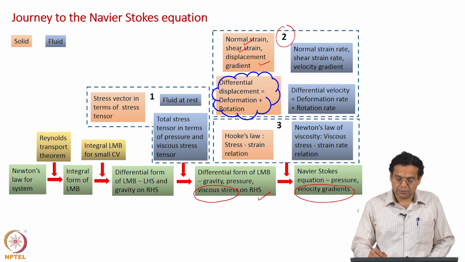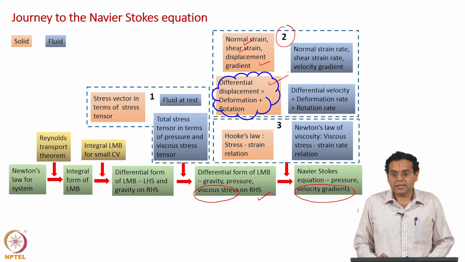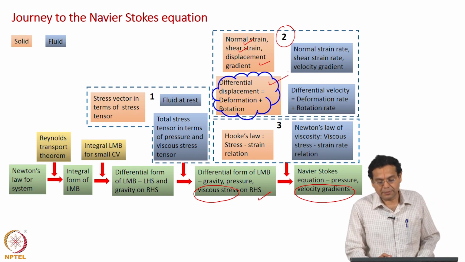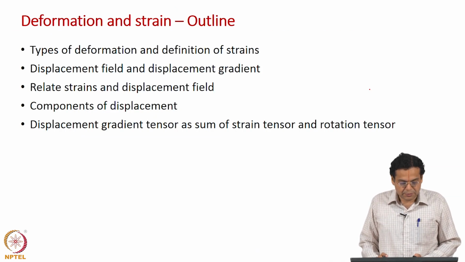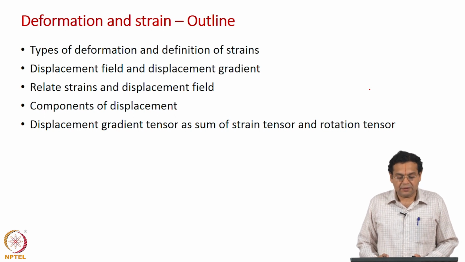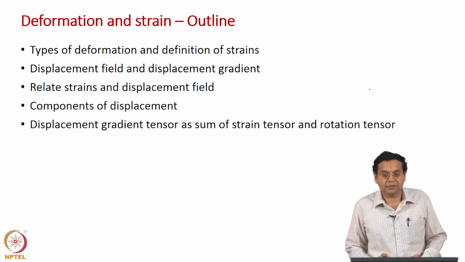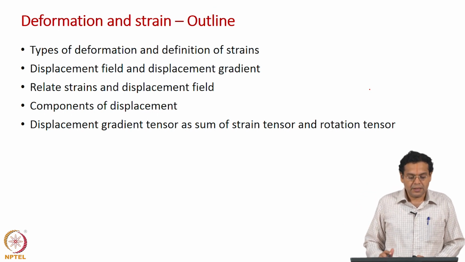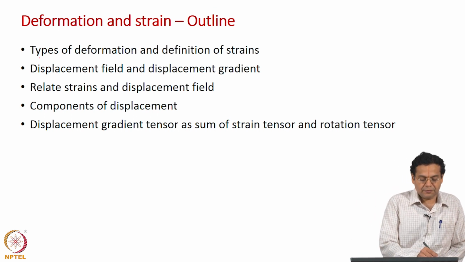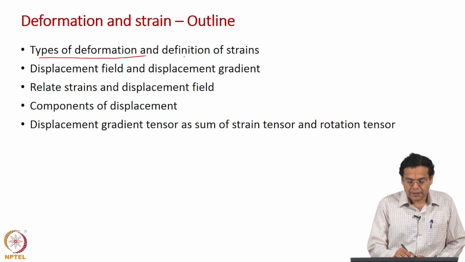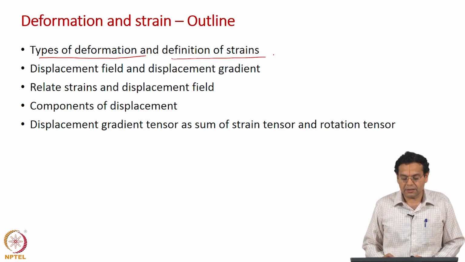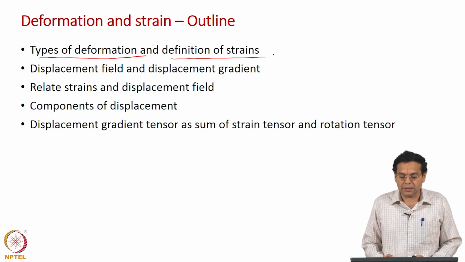Now, we are going to discuss this block, which says differential displacement is equal to deformation plus rotation. Let us see what it means. In terms of outline, this is the outline for our second visit to solid mechanics, titled deformation and strain. We defined the types of deformation, either change in length or change in angle, and their measures are called strains, namely normal or shear strain.